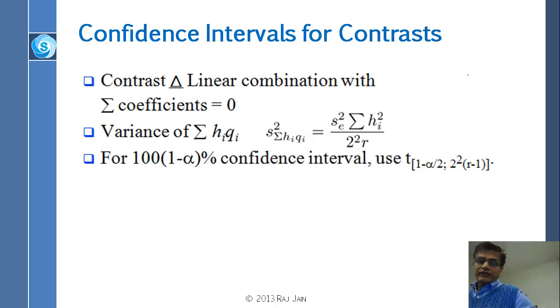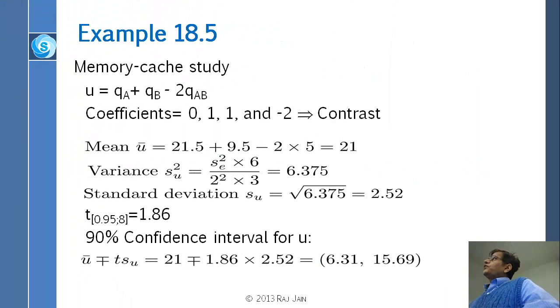Alright, so let me give you an example of a contrast. So let's say you want to measure QA plus QB minus 2QAB. Why? I don't know, but for some reason. And we'll see some valid one. This one is actually totally just an example here. So the coefficients are 1, 1 and minus 2, they add up to 0. So this is a contrast. So the mean of this contrast, U, is QA plus QB minus 2 times QAB. And that will come out to 21 because you know QA, you know QB, and you know QAB.